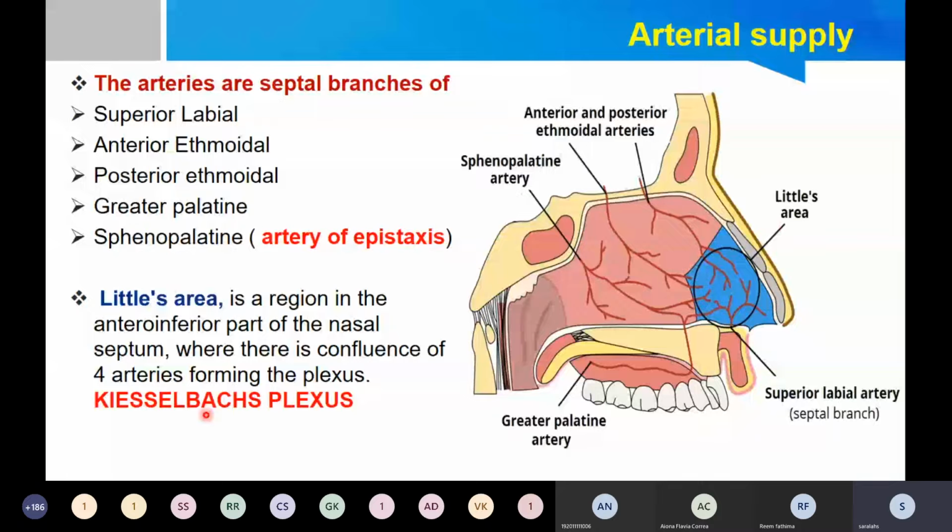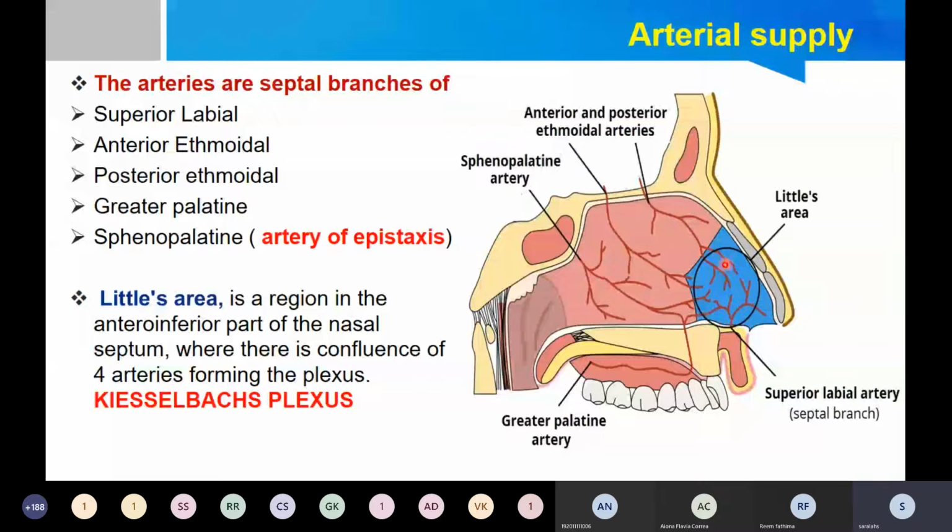Then one more terminology you are seeing here, that is Kesselbach's plexus. What is that? A plexus means the confluence of arteries or nerves. Here it is the confluence of the four arteries: the anterior ethmoidal, the septal branch of the superior labial artery, which is a branch from the facial artery, the septal branch of the greater palatine, and the sphenopalatine. Mainly the sphenopalatine, because the sphenopalatine artery is called the artery of epistaxis. All these four arteries, except the posterior ethmoidal, because it doesn't reach the antero-inferior part of the septum.